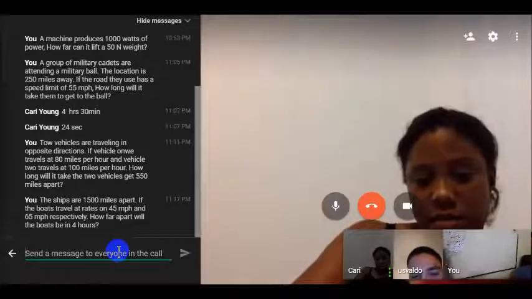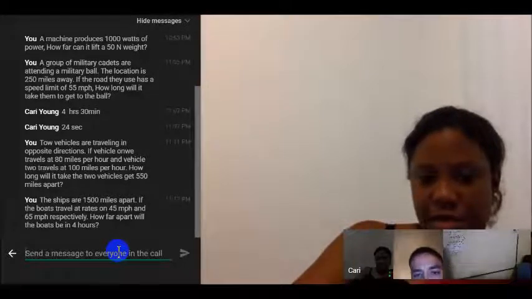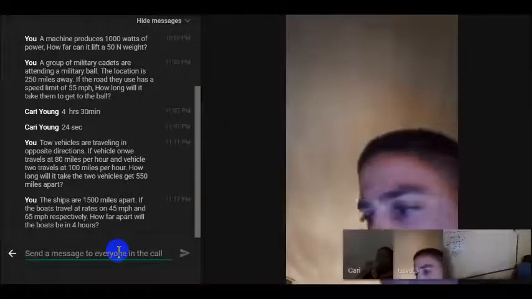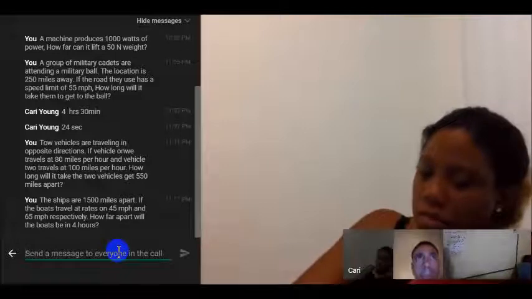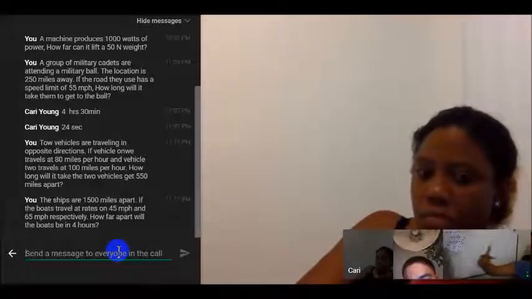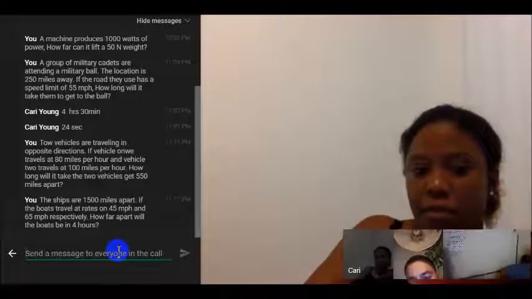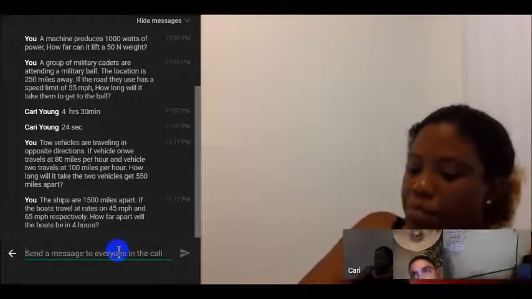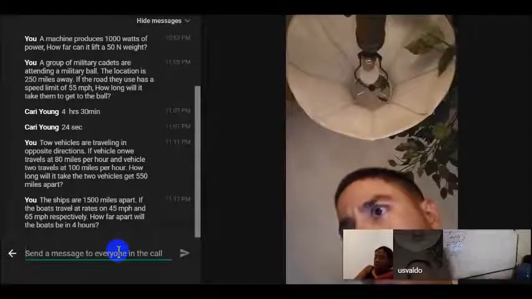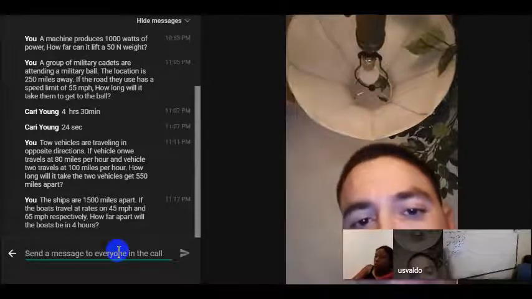The ships are 1,500 miles apart. If the boats travel at rates of 45 miles per hour and 65 miles per hour, respectively, and towards each other, how far apart will the boats be in 4 hours? So the two ships are 1,500 miles apart, going towards each other. How far are these boats going to be away from each other in 4 hours? And just say clear when you are ready when you have an answer. Ready.